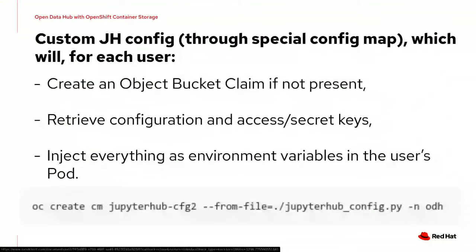Once you have both of these, what we will do is use a custom JupyterHub config. This is some configuration that will be appended at the end of the JupyterHub deployment. And this code, each time a user logs in and launches their notebooks, will create a new object bucket claim if there is none present. It will retrieve the configuration, the access and secret keys for the specific user, and inject everything as environment variables in the user's pod. Okay.